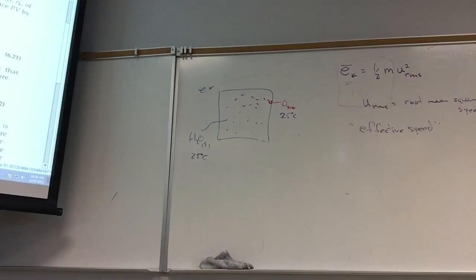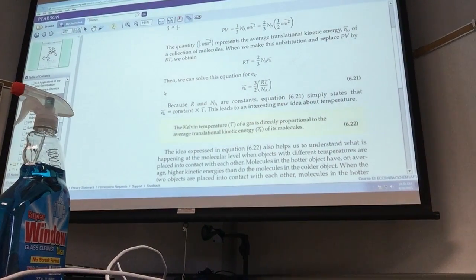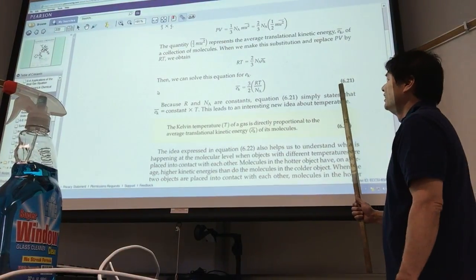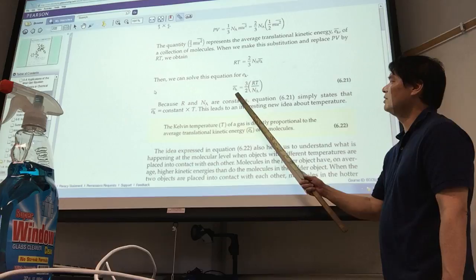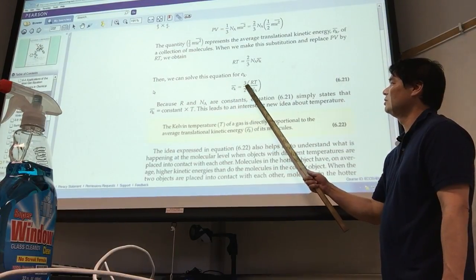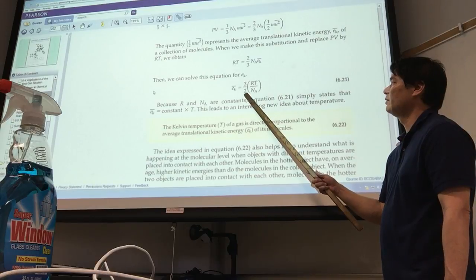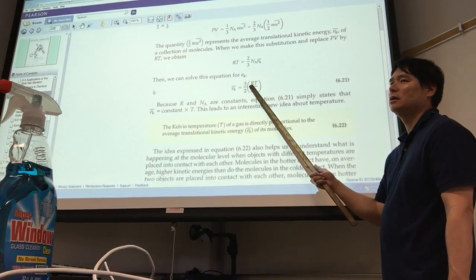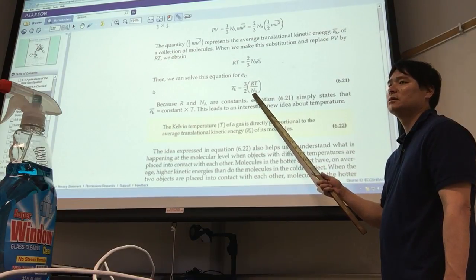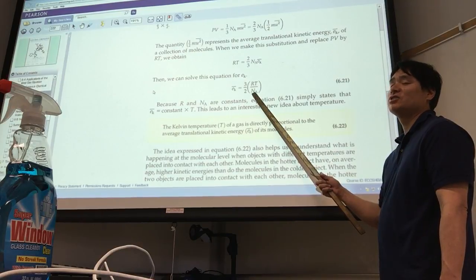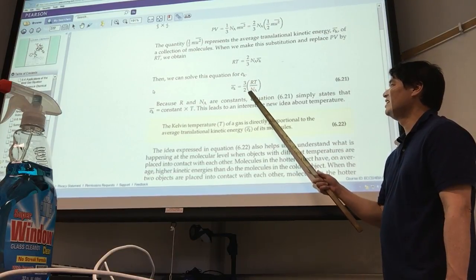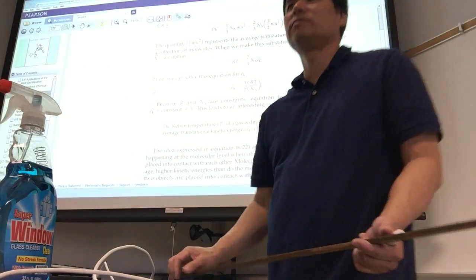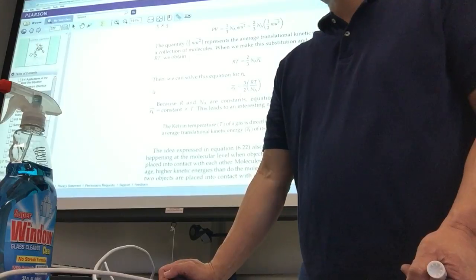Equation 621 or box 622. What's equation 621 showing? 621 shows that the average kinetic energy, for an ideal gas, is equal to 3/2 RT over Na, where R is the gas constant and Na is Avogadro's number. R over Na is a big constant in physics called the Boltzmann constant.